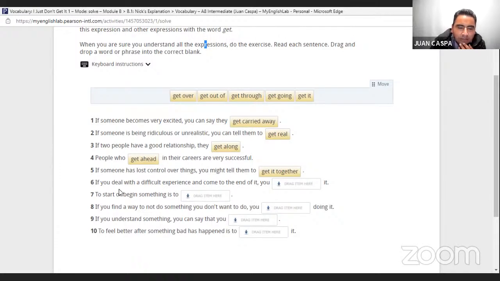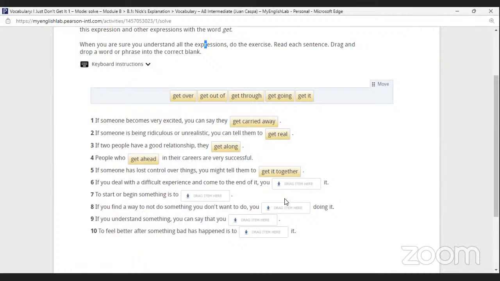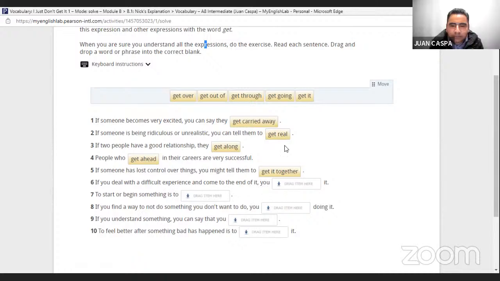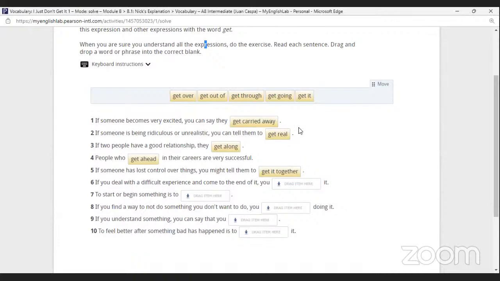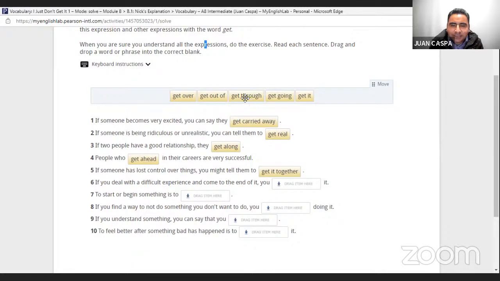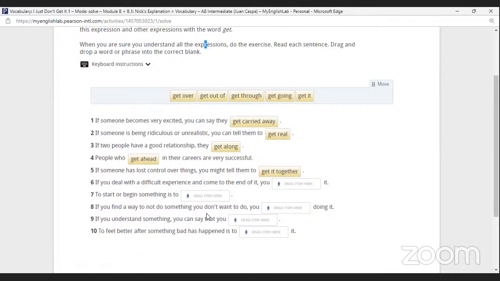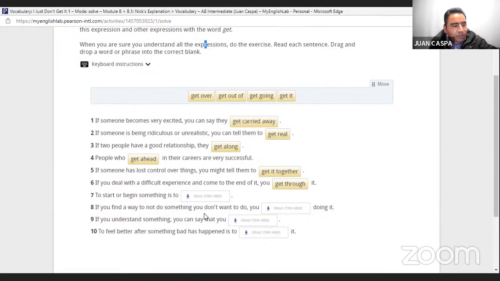If you deal with, lidiar con, right? If you deal with a difficult experience and come to the end of it, you get... Something similar. Get over. No. Get through. Yes, get through. Yeah, but you have to look in the dictionary in order to understand much better. It's very important for you to have a dictionary.